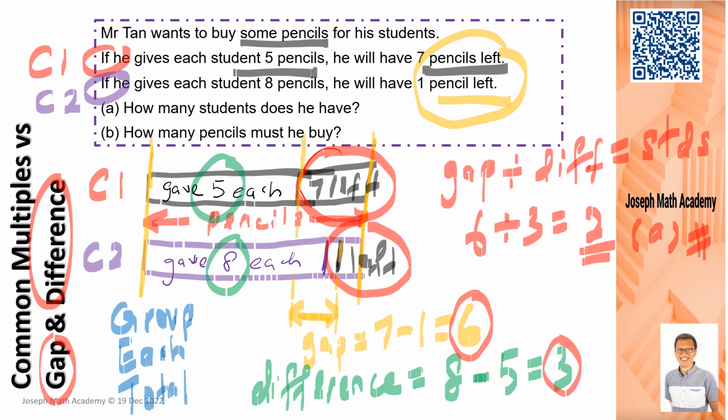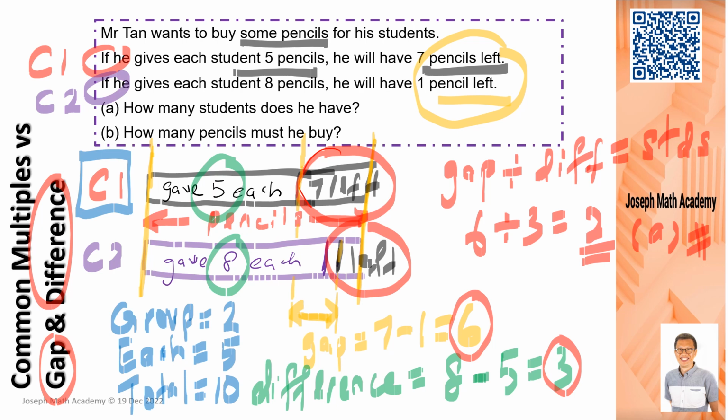So I'm going to use case 1 to explain how to go about doing it. If there are 2 students, there are 2 groups. And then in case 1, we know that one group has 5 pencils. One student receives 5 pencils. So the total will be 10. 2 times 5 equals 10. 2 multiplied by 5 equals 10.